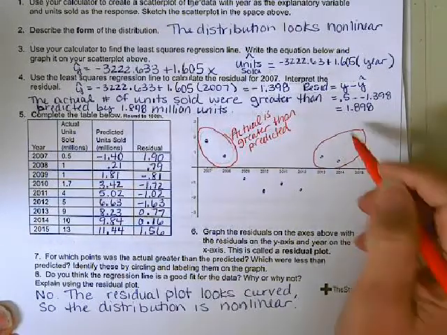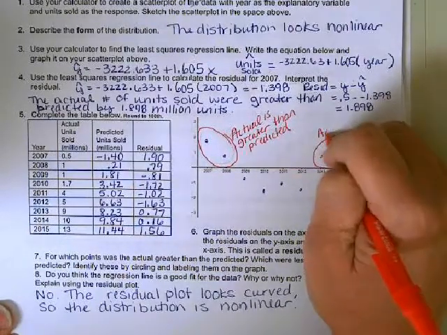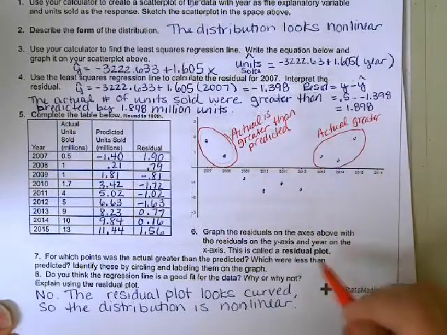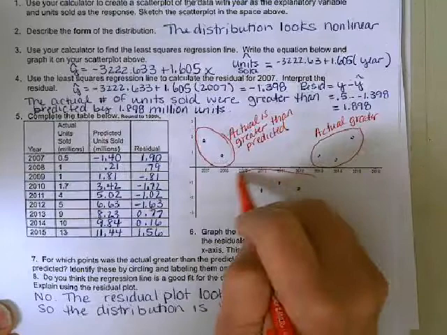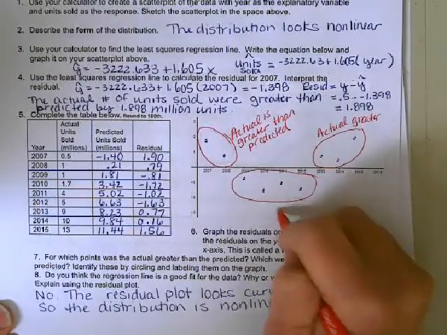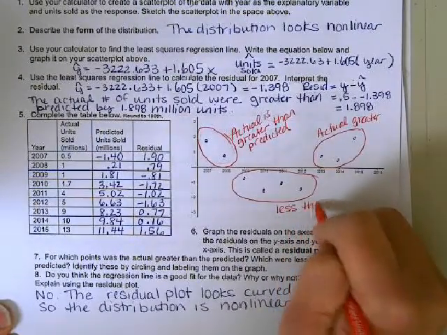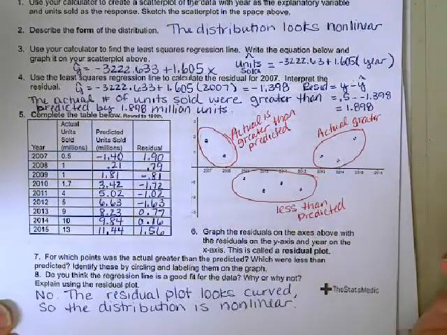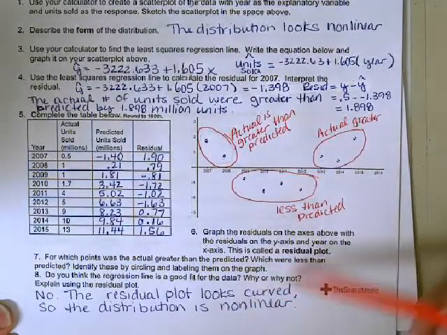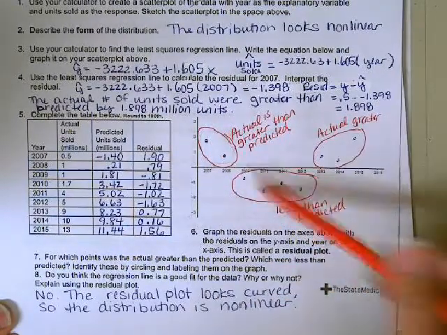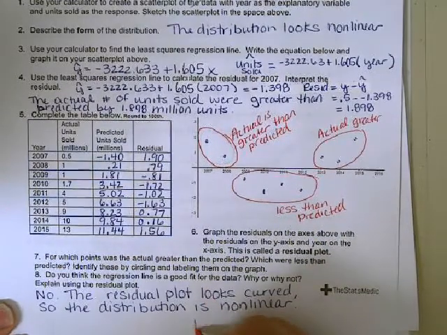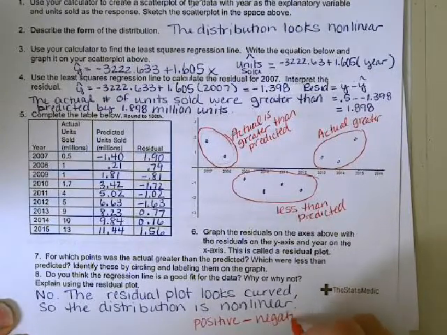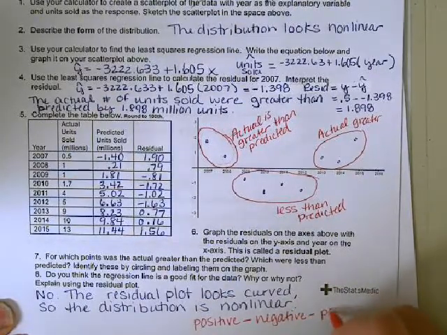Same thing over here. And then where is it less than predicted? Those are here, the negative residuals. And you can see that if you look at this residual pattern, it goes positive, then it goes negative, and then it goes positive again.